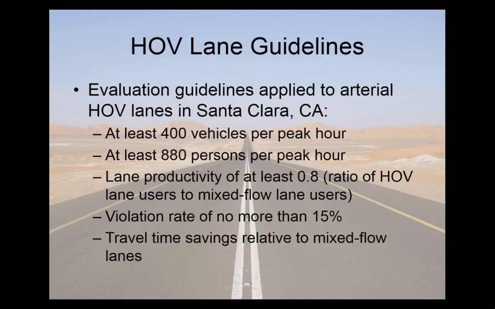HOV lanes should carry at least 400 vehicles per peak hour, and at least 880 persons per peak hour. They considered that these HOV lanes should have a lane productivity of at least 0.8, and by lane productivity, that is the ratio of HOV lane users to mixed flow lane users. The HOV lane should have a violation rate of no more than 15%, and there should be travel time savings relative to the mixed flow lanes.